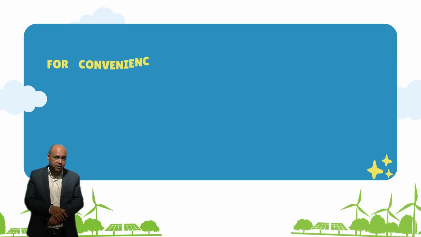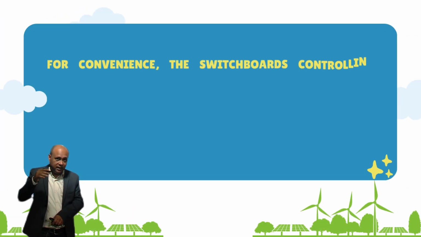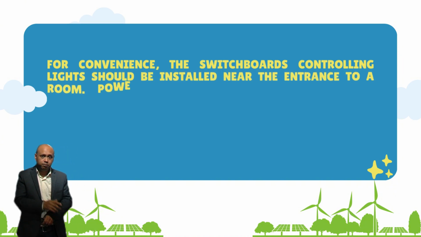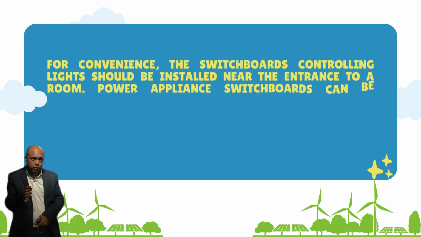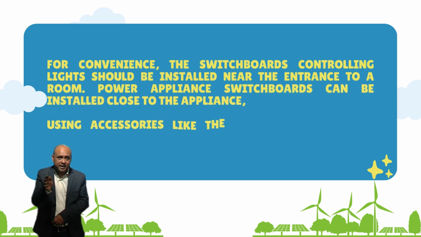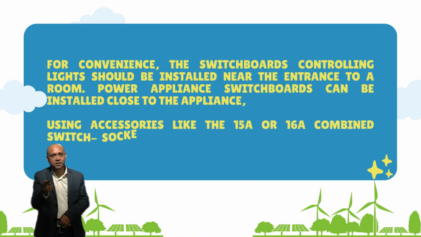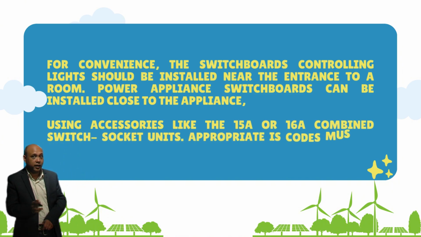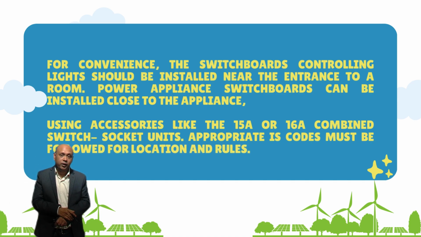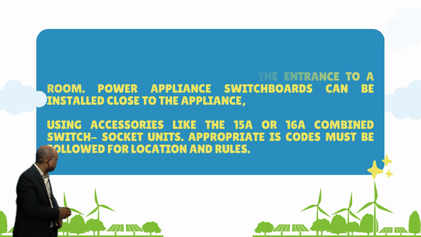For convenience, the switchboards controlling the lights should be installed near the entrance to the room. For power appliances, the switchboards can be installed close to the appliance using accessories like 15 ampere or 16 ampere combined switch socket units. Appropriate IS codes must be followed for location and rules in this case.